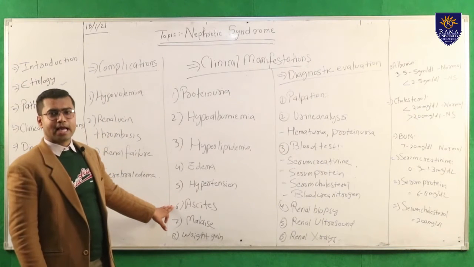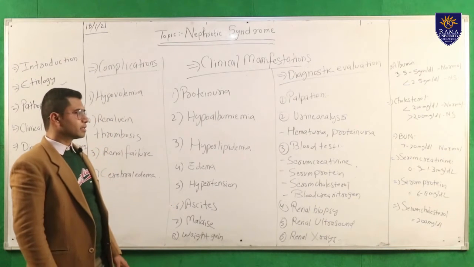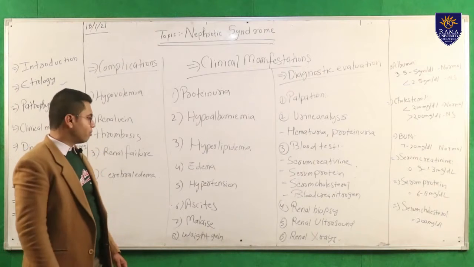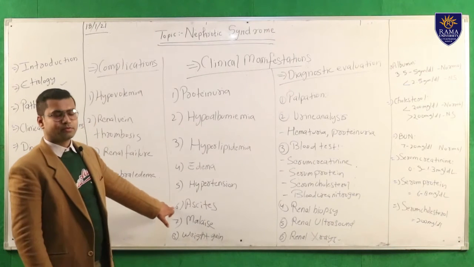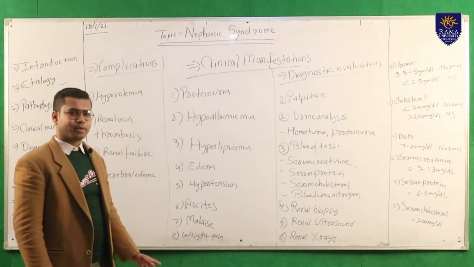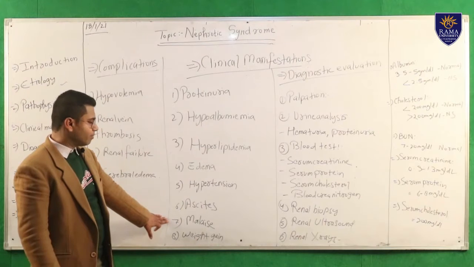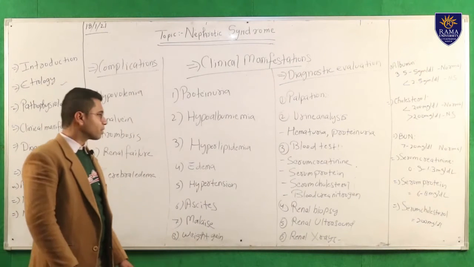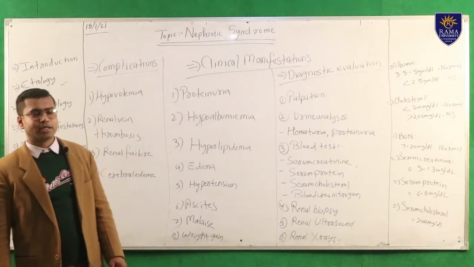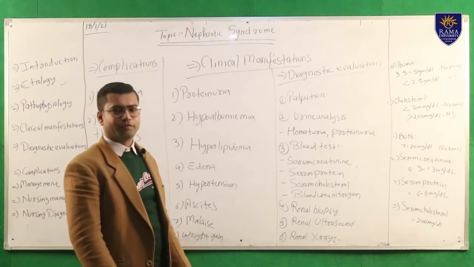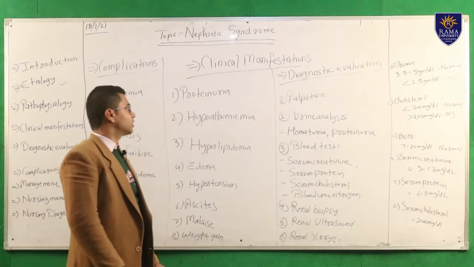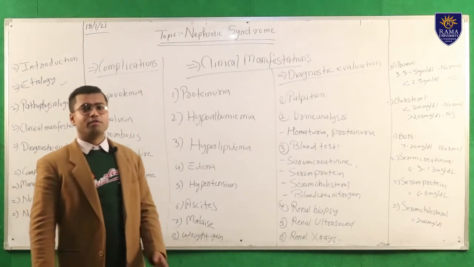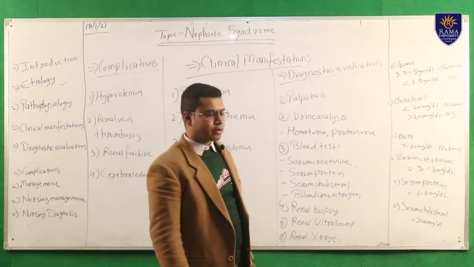Then next can be ascites. Ascites means collection of fluid in the abdominal cavity due to change in the osmotic pressure. Next one can be malaise. Malaise means muscle pain. Then the person can also have weight gain. So we have seen the etiology, pathophysiology and clinical manifestations for nephrotic syndrome. Now we will see how we can diagnose this.